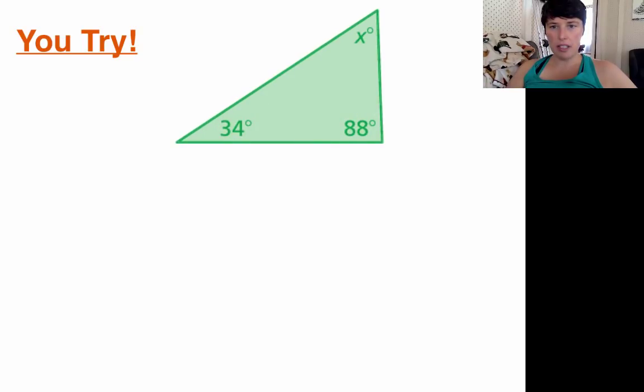Okay, your turn. Let's have you guys try one. I'm going to give you a triangle. Here it is. The measurements on this triangle are 88 degrees, 34 degrees, and x degrees. Pause the video and solve for x.